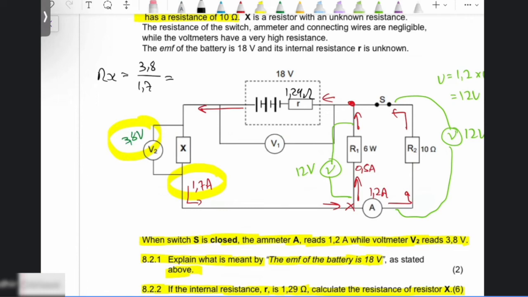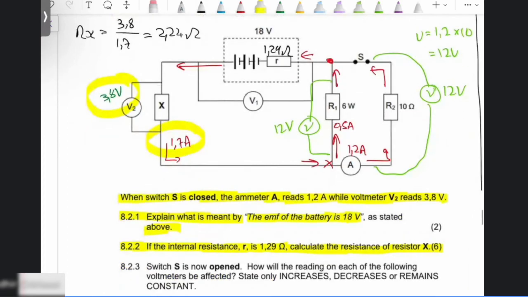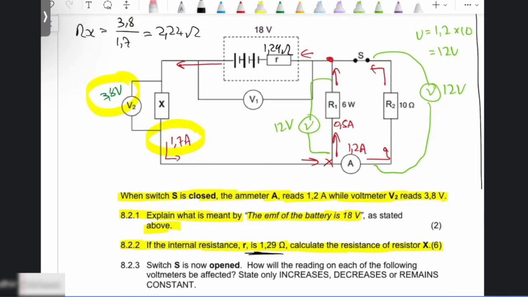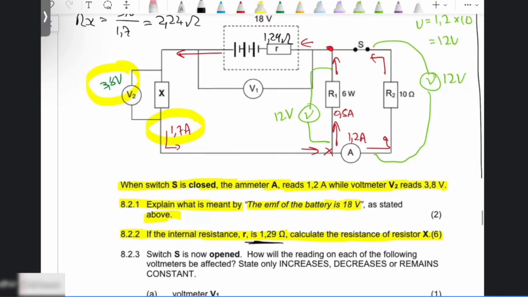2.24, yeah, I'll take 2.24. 2.24 ohms, done. What they wanted us to do here is actually use the formula EMF is equal to I into big R plus small r. But I'm showing you didn't even have to do that. If you wanted to do it that way, you could.